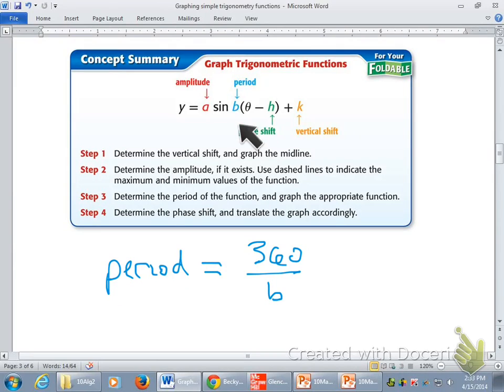This B right here, this B is not the period. It helps you find the period. You take 360, which is the normal period, and divide it by B. It's very easy, okay? And we're going to do an example right now, okay?